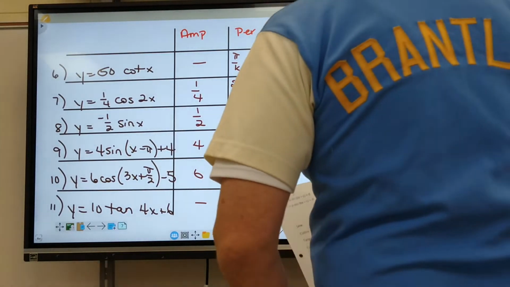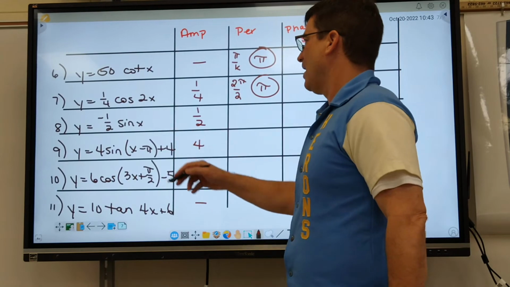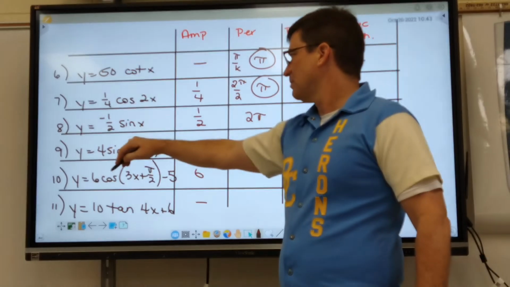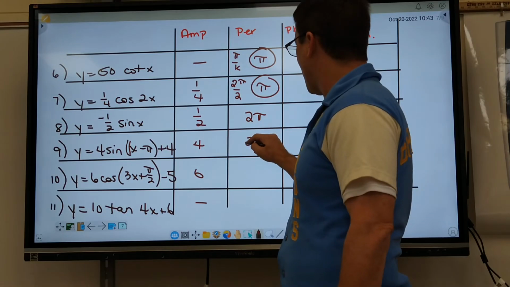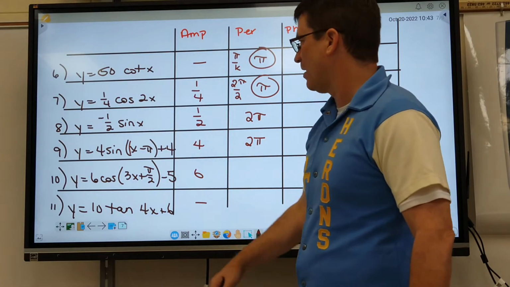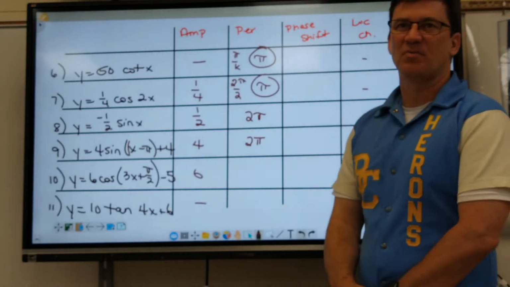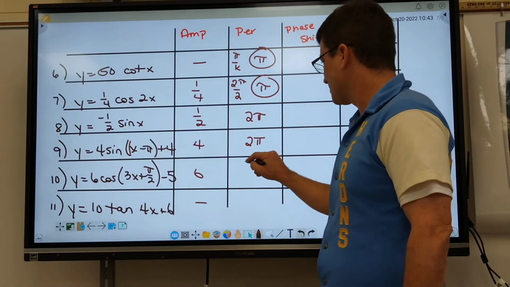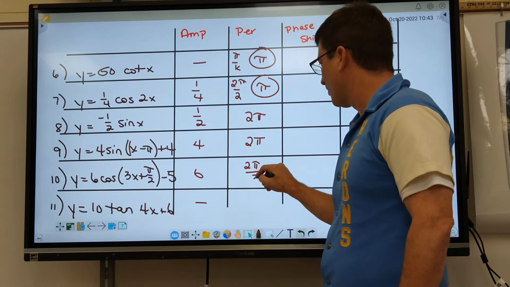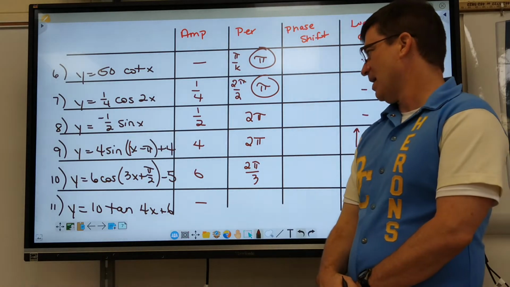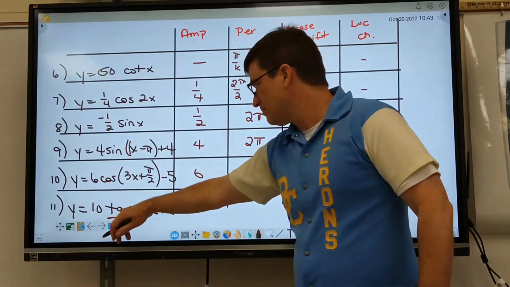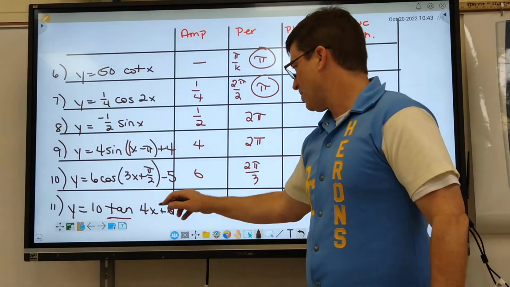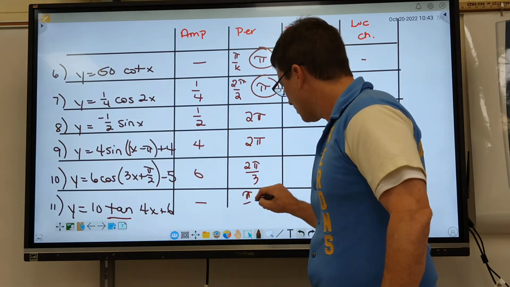You should have 8 through 11 done. Let's check them. 8, the answer should be 2 pi. 9, that's a 1, right? So it's 2 pi again. 2 pi over 1 is just 2 pi. We have a new answer on number 10. What number's in front of x? 3, so that's going to be 2 pi over 3. All right, 11. Now look, 11 is tangent, that's one of the new formulas. Check your sheet. Pi over 4, correct.